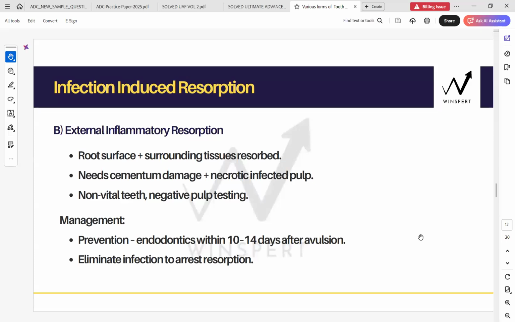In other sources of injuries where there is no avulsion, you may or may not have cementum damage. That's why you wait for the signs before you do it, right? Agreed or not? Either you wait for the signs of infection or you wait for the signs of resorption, whichever comes first. In other kinds of injuries where the cementum damage is not confirmed, you wait for the signs. But in avulsion, you almost know that the cementum has been damaged, so you have to perform it immediately.